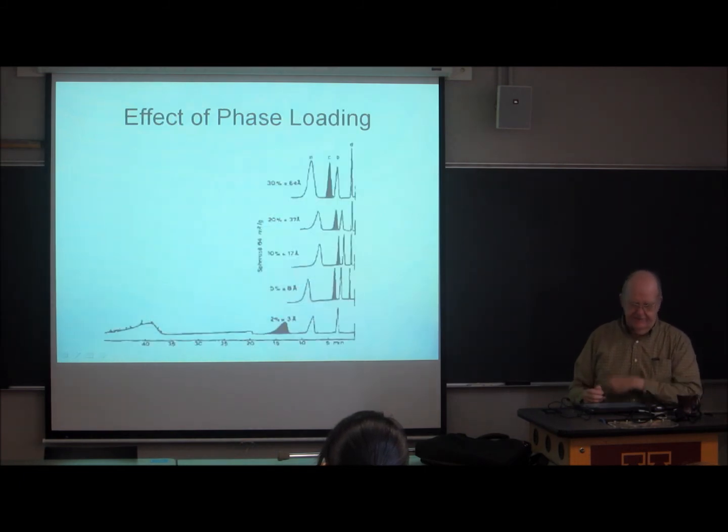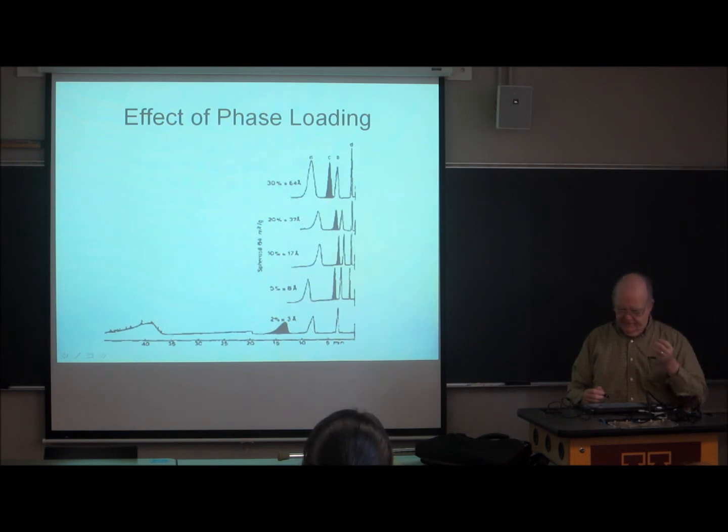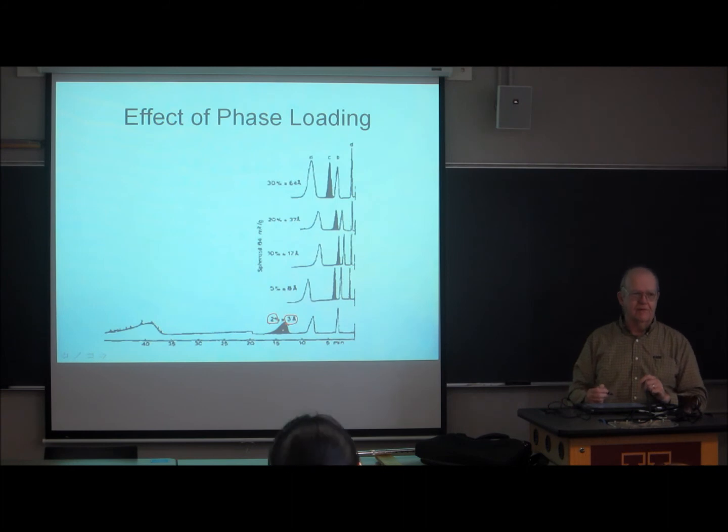So what they're doing here is they've got some of that diatomaceous earth and they're loading it with different percent by weights of organic solvent. And this is 2% by weight organic solvent. And knowing the surface area of that diatomaceous earth, they're calculating that if the surface were uniformly covered, and that's a big assumption, that it's uniformly covered with the stationary phase, the average thickness of the stationary phase would be 3 angstroms. No, that's not much. That's extremely thin.